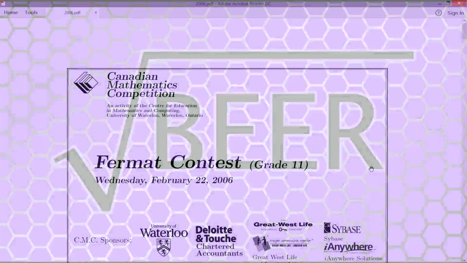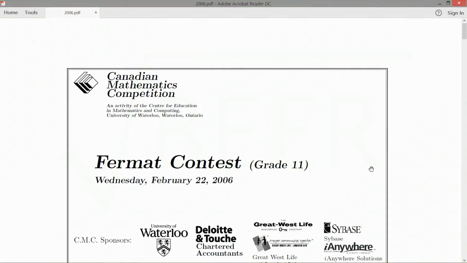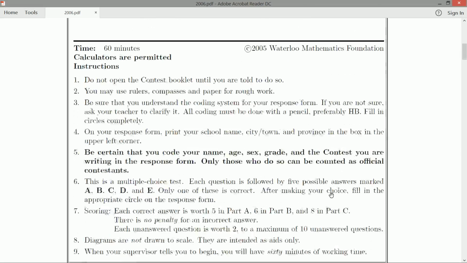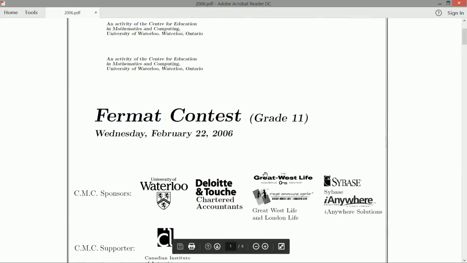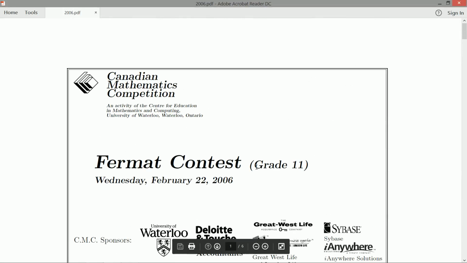The 2006 Fermat paper. The Fermat contest is aimed at grade 11, and it is the multiple choice grade 11 contest put out by the University of Waterloo. There is a written solution contest, not unlike the Euclid, that's put out for grade 11. That's the Hypatia contest, and I'll be doing the 2006 Hypatia eventually. But for now, we're going to focus on the Fermat paper.